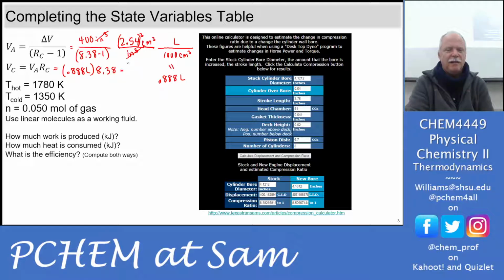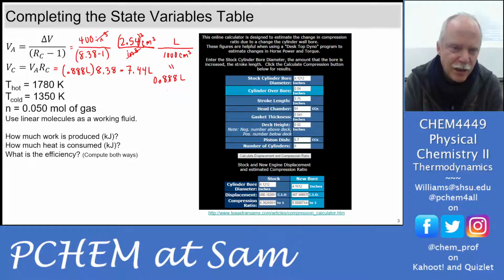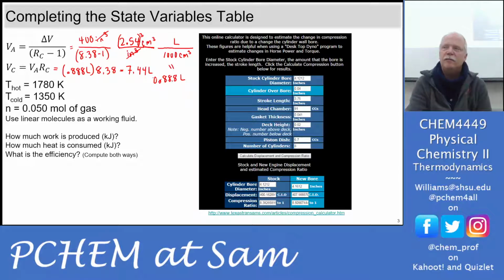And so then 8 times that would be VC. 7 point what? Okay. 7.11. You got what? 0.888 times 8.38 is 7.44. Oh, really? Okay. So there's our two volumes, and does it make sense? Volume A should be less than volume C, and it is. So here's our smallest volume, here's our largest volume. So in our Carnot cycle, it looks like that. Oh, that's ugly. This is 7.44, and this is 0.888.